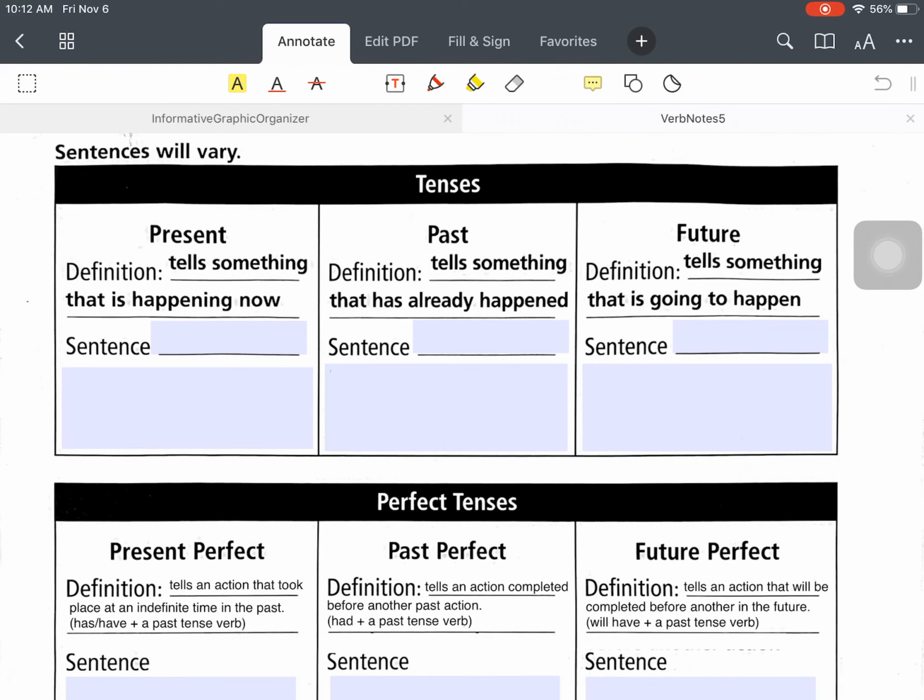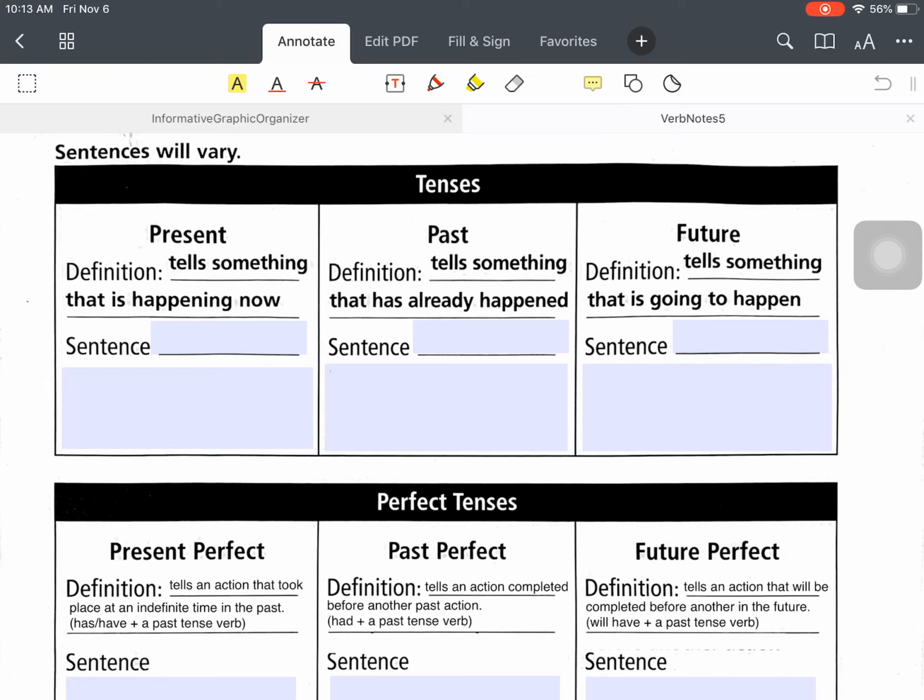So this week we are going to talk about verb tenses. So remember, a verb is an action or a state of being, and we have mostly focused on action verbs up to this point. Now last week we talked about subject-verb agreement, and that's going to come into play when we talk about verb tenses as well.